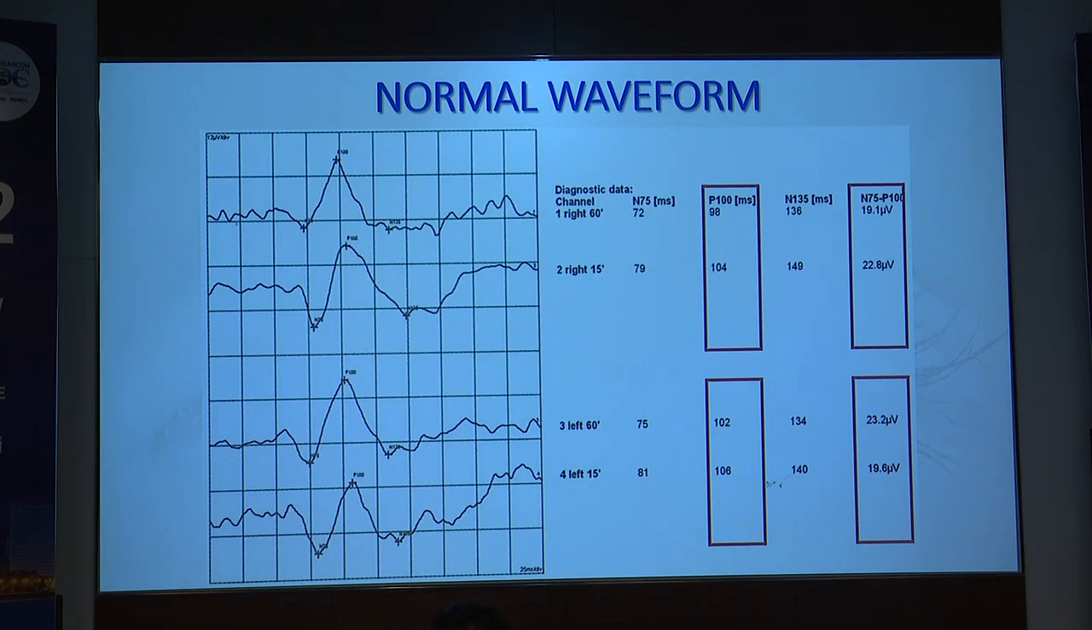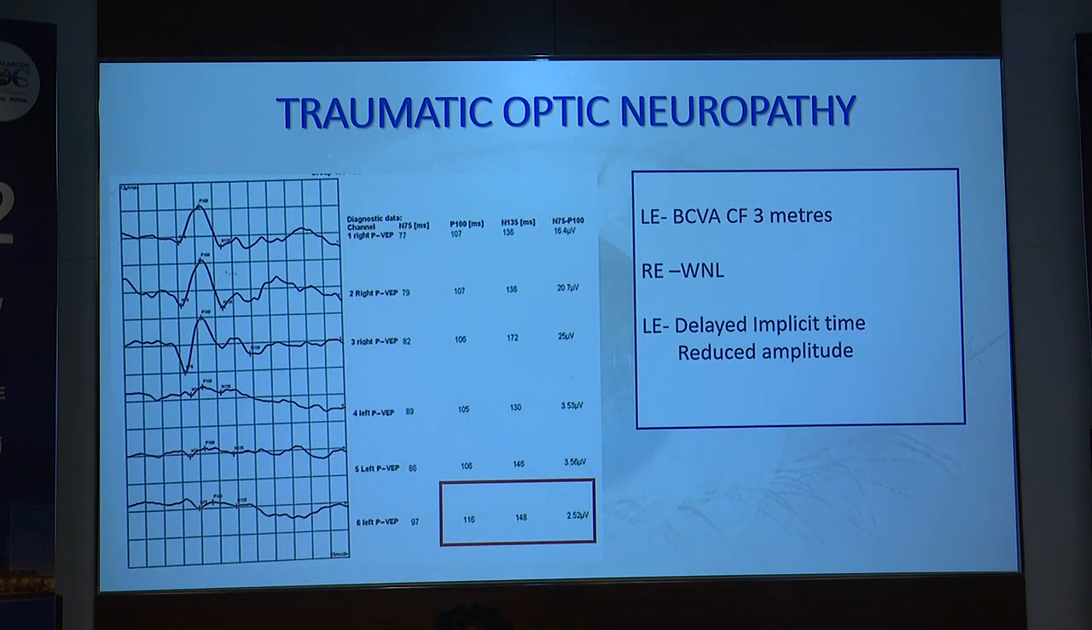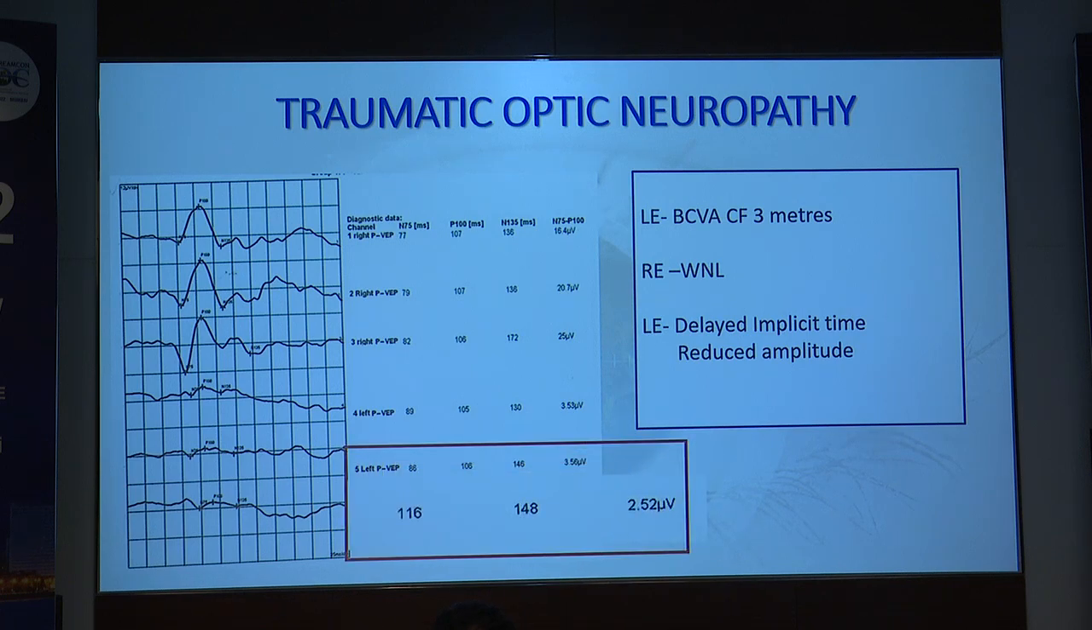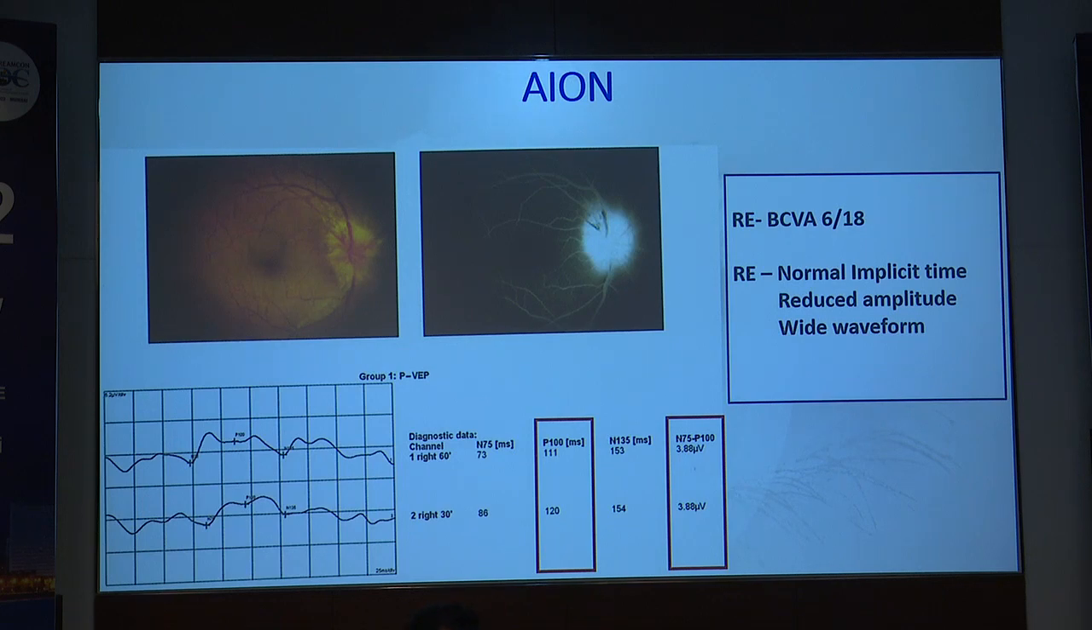A few examples of pattern VEP. This is the normal waveform in both the eyes, showing normal latency and amplitude. This case is that of a traumatic optic neuropathy in the left eye. There is delayed implicit time and reduced amplitude versus the right eye. In cases of AION, the implicit time here is normal, amplitude is reduced, and the waveform has become wider.